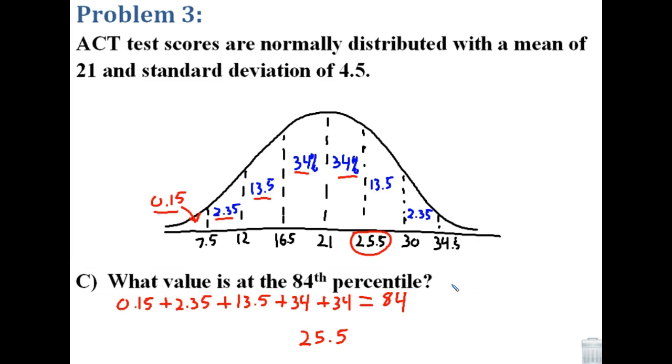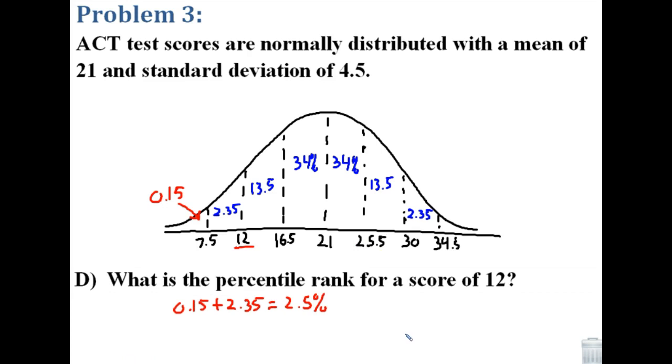Part C asks what value is at the 84th percentile. In other words, what score has 84% of the population below it? For that, what we'll do again is just start adding up percentages until we get to that 84%. Once I get this second 34 added up, so 0.15 plus 2.35 plus 13.5 plus 34 plus 34 will give us that 84. So we'd say a score of 25.5 is at the 84th percentile.